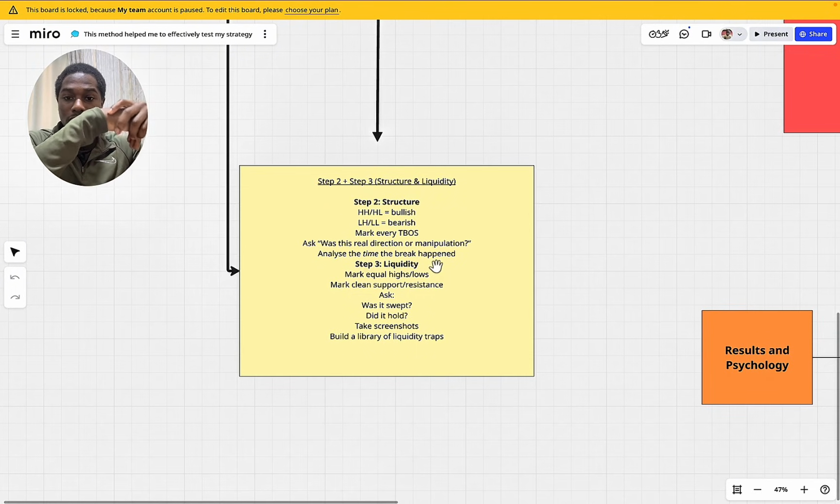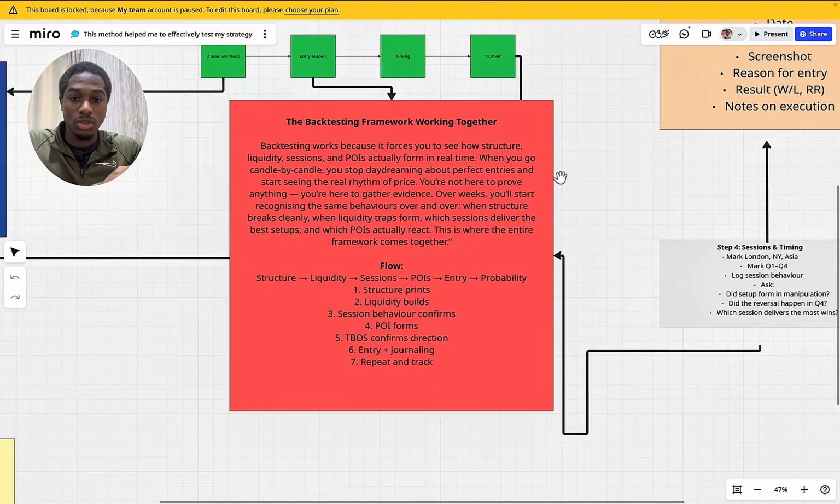Mark out our support and resistance areas. Ask yourself, was it swept? When was it swept? Did it hold? How long did it hold for? Take screenshots, get as much data collected as possible. The more screenshots and the more data you have, the better it's going to be for you down the line in your journey.